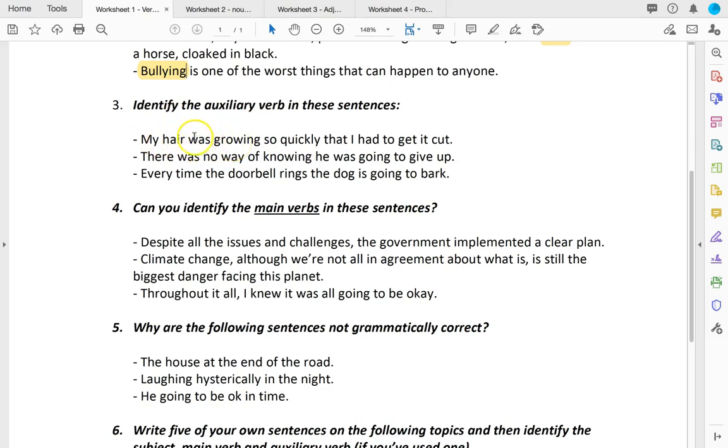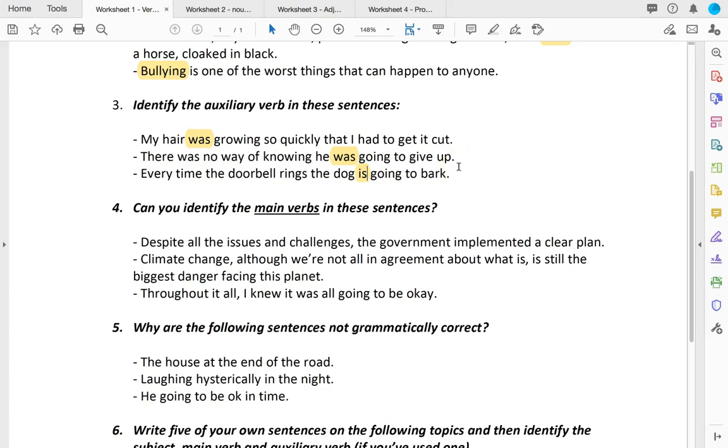But we notice that there's another verb here. This is the auxiliary verb, and it's was. There was no way of knowing he was going to give up. Again, he was going. Going is your verb and was is your auxiliary verb. Every time the doorbell rings, the dog is going to bark. Again, going, just like this one, is our main verb. Is our auxiliary verb. So an auxiliary verb supports a main verb.